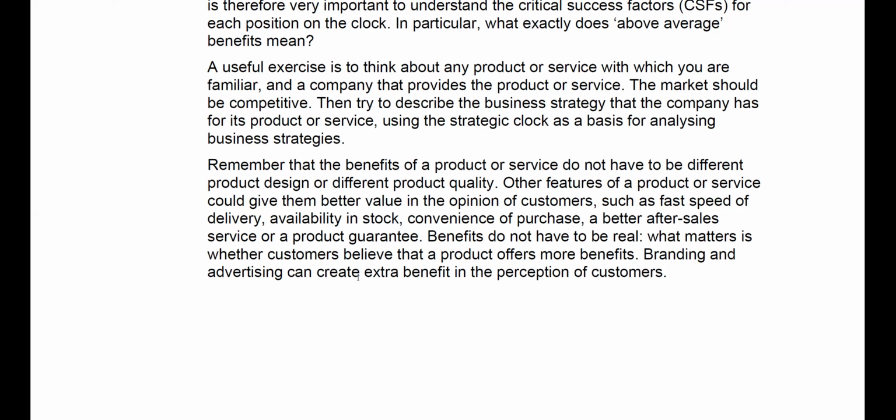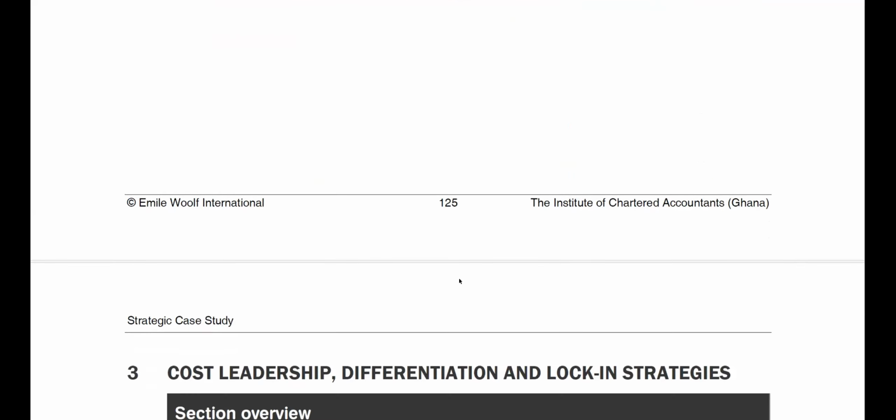Branding and advertising can create extra benefits in the perception of customers. So this is a strategy, right? Appropriate branding and advertising can help. That's why you always see somebody who goes to the shop, and immediately he says, I want Omo. Yes, I want Omo. I want Mada. Meanwhile, there are other brands, right? Because that is what he sees on the market. It's like a Ghanaian going to buy toothpaste. When he gets there, he says Pepsodent. Pepsodent. Close Up.